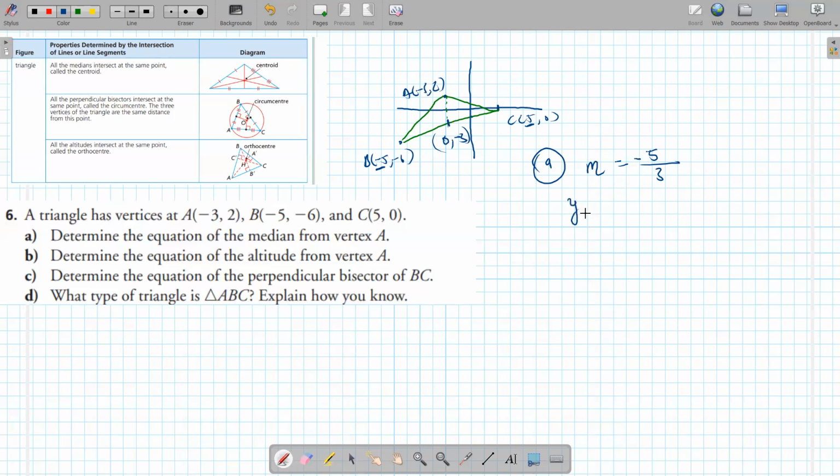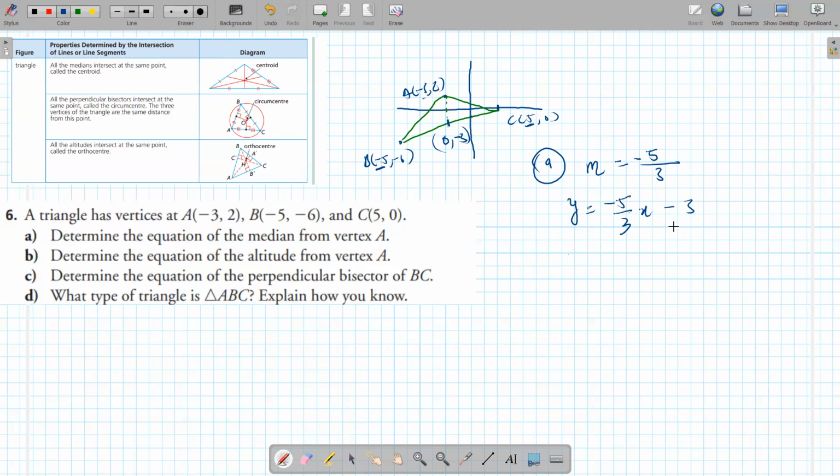Therefore, the median line is going to be this, x plus b. To find the b value, I'm going to plug in A, because the -3 should cancel out nicely. So -5/3 times -3 plus b. This becomes positive 5 plus b equals 2. B is negative 3. And therefore, we have the answer. The final answer is negative 5 over 3x minus 3. There you go. That's the median.